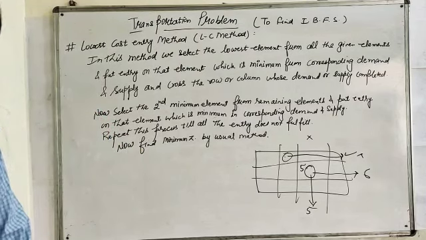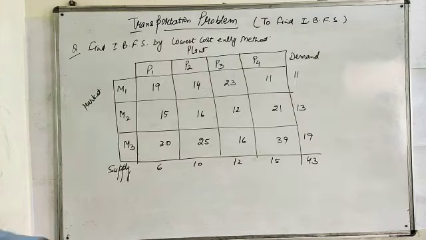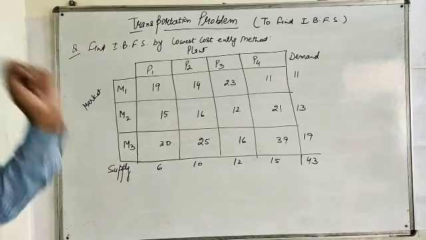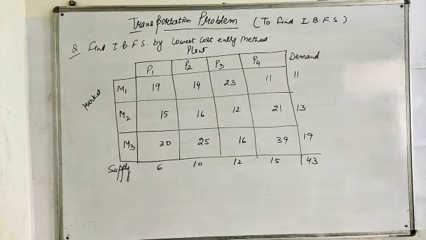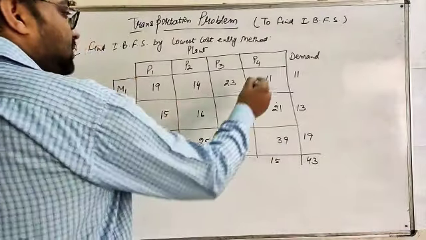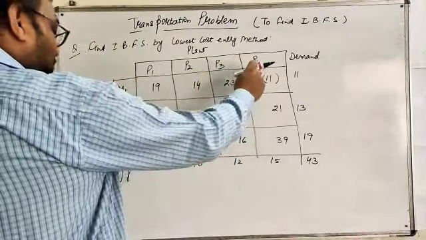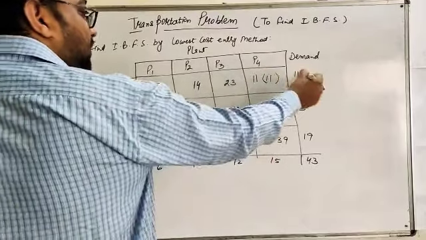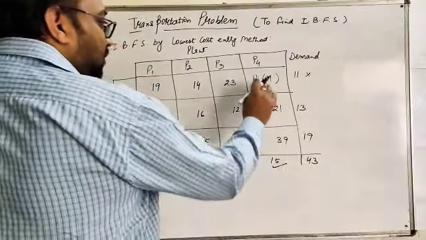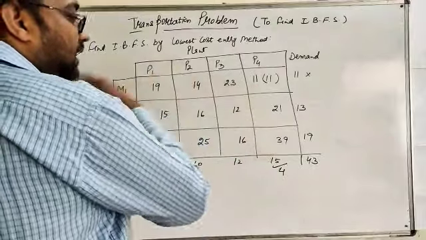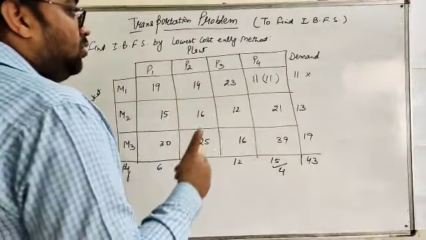For better understanding, we are taking the same example which was taken in the northwest corner rule. This is the problem where we have to find the initial basic feasible solution by the lowest cost entry method. In this method we have to identify which element is minimum. The minimum element is 11, that is this. The corresponding demand is 11 and the supply is 15, so we fulfill 11 first on this element, and what is remaining? 4. Now here we do not move downward as we did in the northwest corner rule.